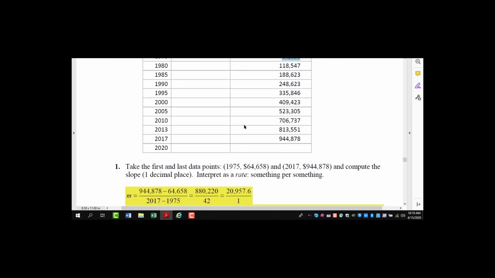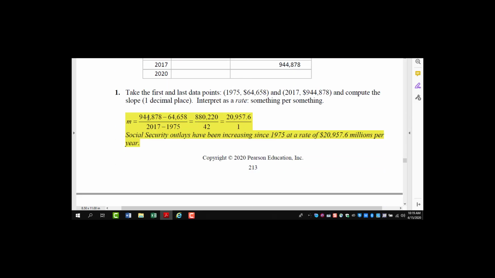Hopefully you know by now that the rate is the change in the outputs, which is dollars in Social Security, divided by the change in the input, which is years. So dollars of Social Security per year. So Social Security outlays have been increasing since 1975 at a rate of 20,957.6 millions per year. So that is the rate of change. This is the slope.